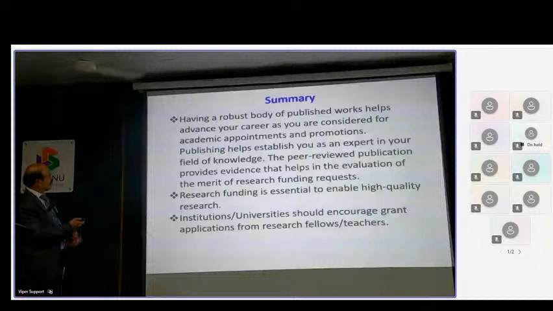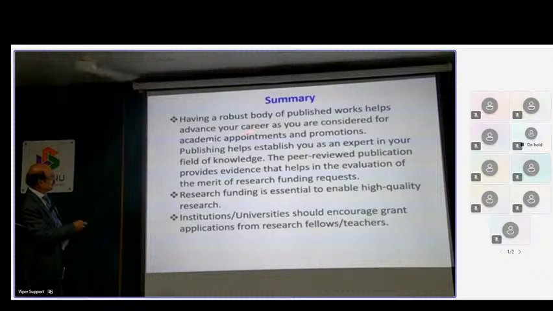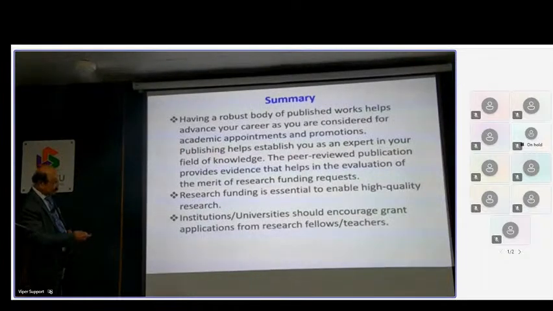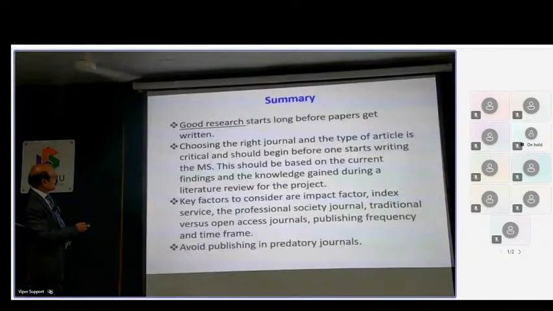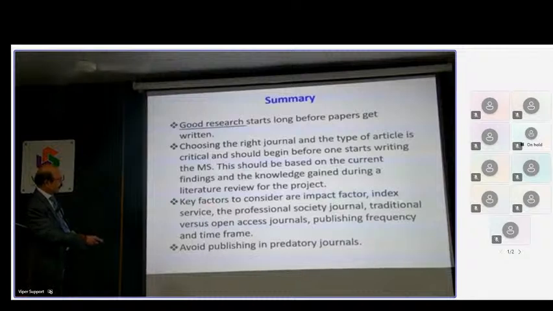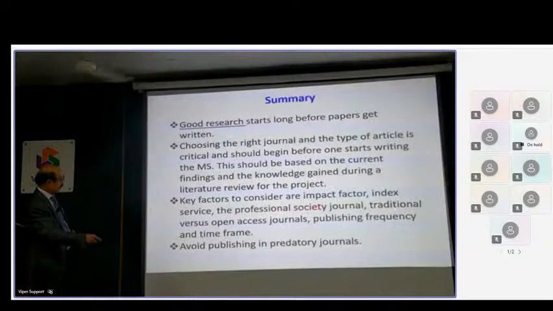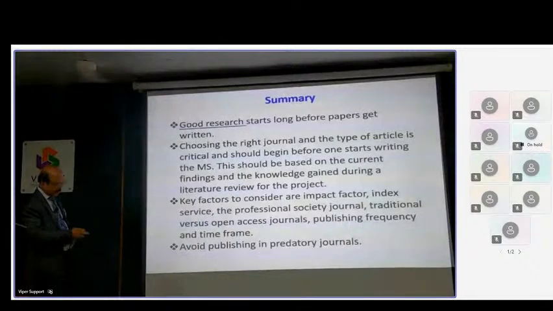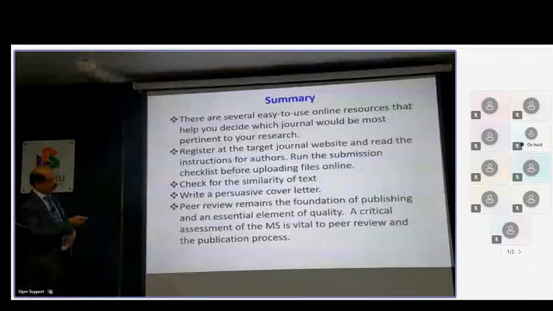So, summary. Having a robust body of published work helps advance your career as you are considered for academic appointments and promotions. Research funding is essential to enable high quality research. Universities should encourage grant applications from research fellows and teachers. Good research starts long before papers get written. Choosing the right journal and the type of article is critical and should begin before one starts writing the manuscript. Key factors to consider: impact factor, index surveys, professional society journal. Avoid publishing in predatory journals. Tomorrow we will be having a lot of discussion on that point.